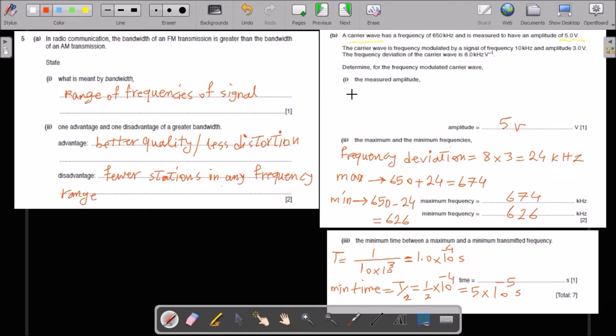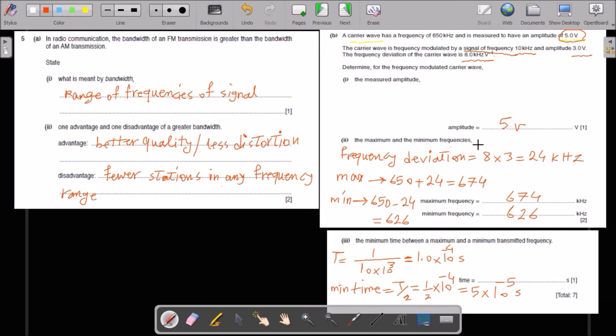The carrier wave is frequency modulated by a signal of frequency 10 kilohertz and amplitude of 3 volt. The frequency deviation is 8 kilohertz per volt. Determine for the frequency modulated carrier wave the measured amplitude. So the measured amplitude is 5 volt.